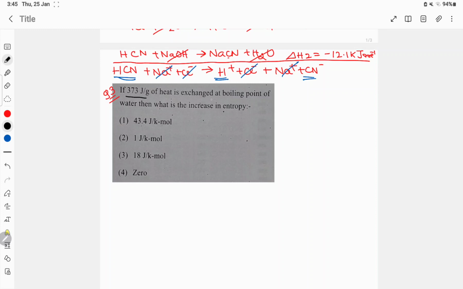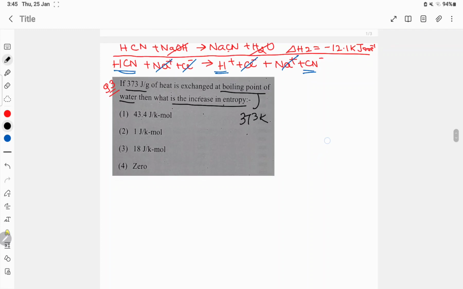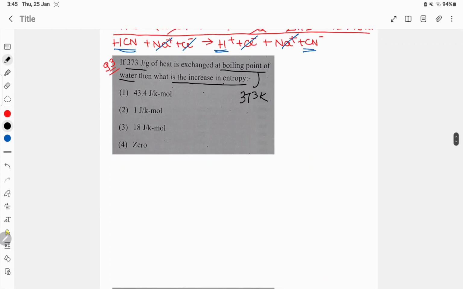If 373 joule per gram heat is exchanged at the boiling point of water, then what is the increase in entropy? Okay, so let's solve this. We have learned that change in entropy is given by Q reversible by T. Here the heat exchange is taking place at the boiling point, so the temperature will be the boiling point of water, 373 Kelvin, and the heat exchange is 373 joule per gram.